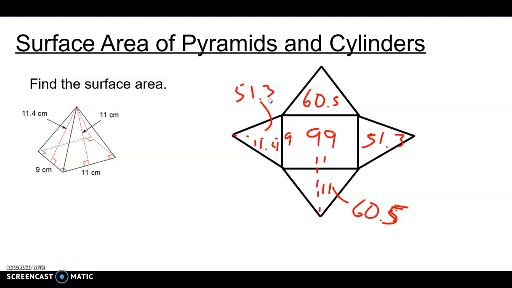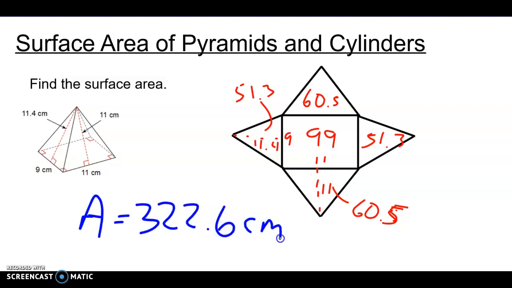Now we're ready for our final calculations. The surface area is found by adding together the area of all the faces. So we have 2 faces that are 51.3, 2 faces that are 60.5, and 1 remaining face that is 99. When you add all those together, we find that the surface area is equal to 322.6 square centimeters. Don't forget your label being in square units.